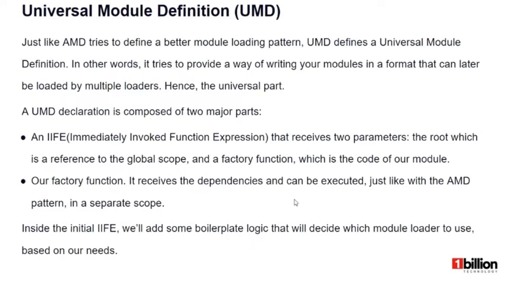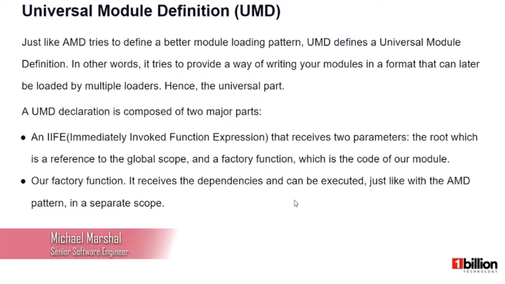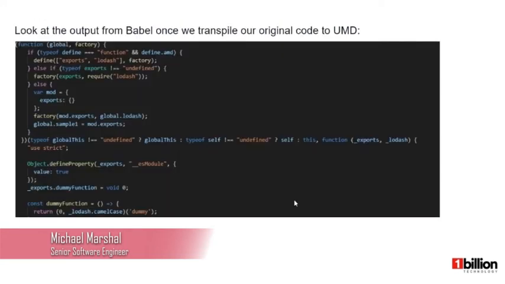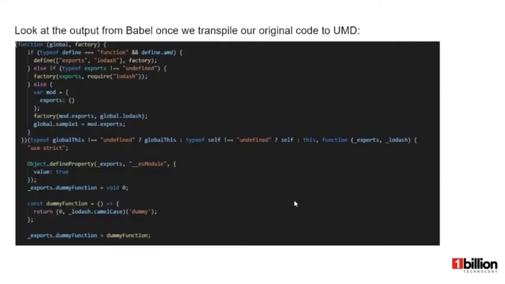The factory function receives dependencies and it can be executed just like with the AMD pattern in a separate scope. Inside the initial IIFE, we have boilerplate logic and we decide which module system to use based on our needs. So this is a sample of how a UMD can be written once it's transpiled by Babel. You can see the body of the IIFE is checking if AMD is defined. It's looking for the define function. If it isn't, it's looking for the exports keyword to be available, which would imply we are dealing with a CommonJS loader. Finally, if none of them are defined, then it will proceed to create a common object that will be assigned to the global scope. Here the global scope is referenced by the global variable received as the first parameter.